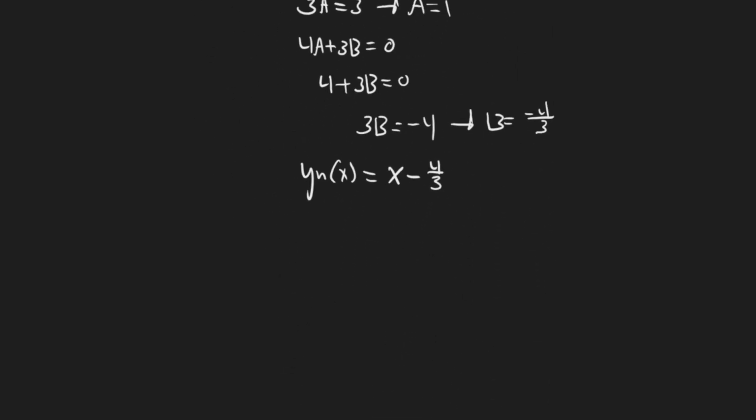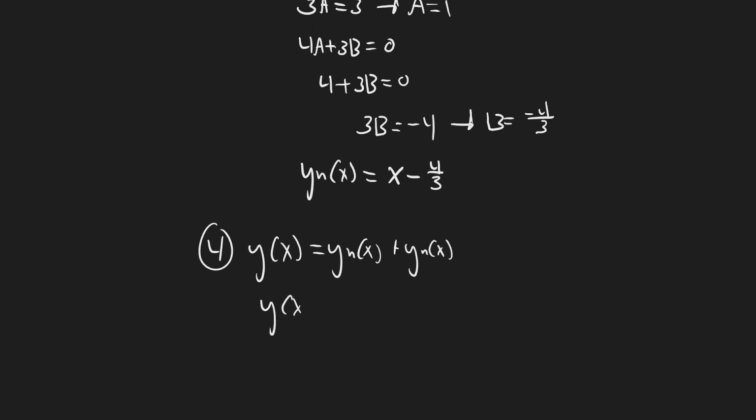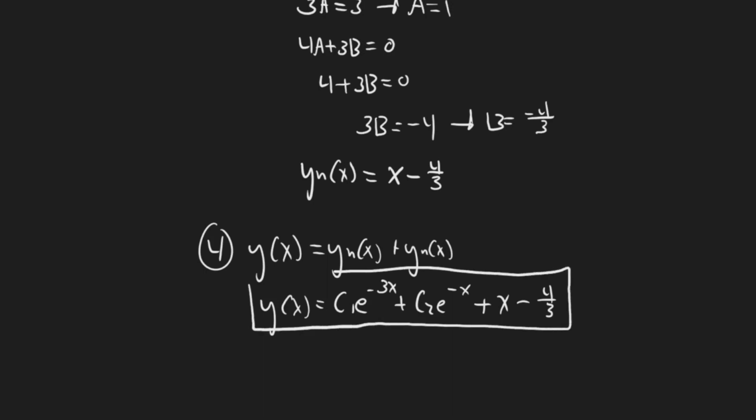All right, so now we can go ahead and combine, and this is step 4, we can combine these two solutions into our final solution: y_h of x plus y_n of x. So y of x then equals c1 e to the -3x plus c2 e to the -x, and then this is going to be plus x minus 4/3. All right, so that's going to do it for this final solution.